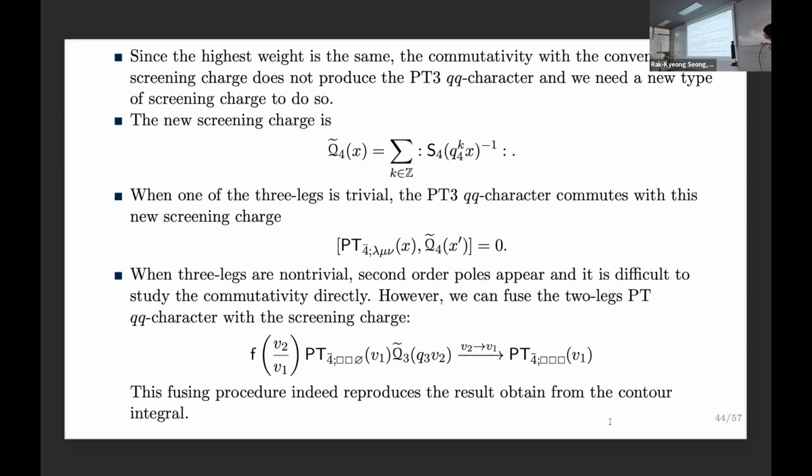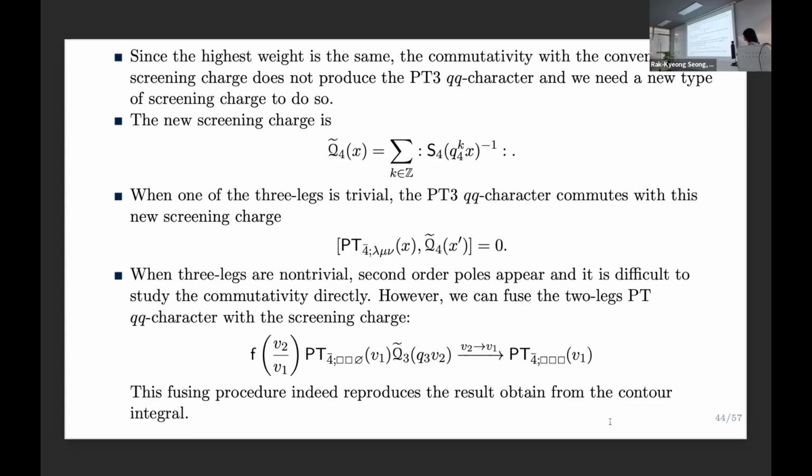The two-leg PT character, the screening charge. The last, could you explain the last one? This one here? Yes. Okay. So for this, similar to the D8 case, you don't have a nice commutation relation with this screening charge. So you need to fuse it. So you start from a PT with two legs only, and then you fuse with a different one-dimensional sequence of screening charges. And if you fuse everything and take a nice limit, you can get it.